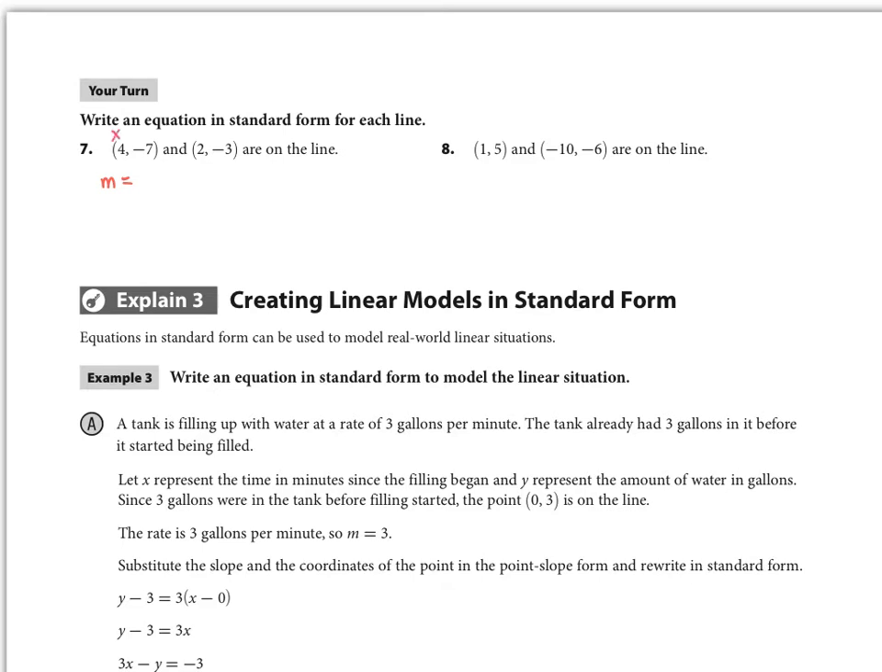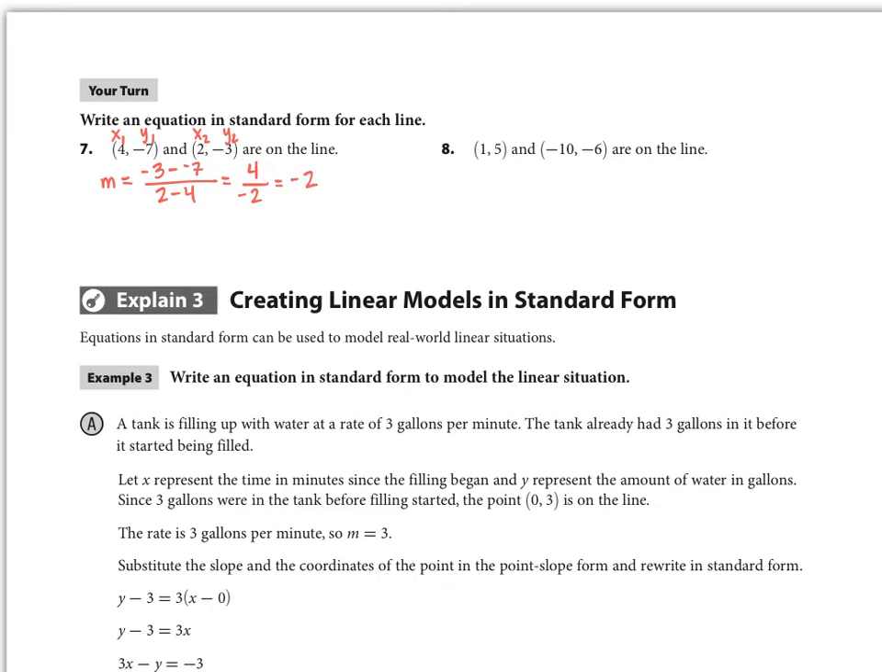So I'm going to call this x1 and y1, and then the second point x2 and y2. And I'm going to do my slope formula, which is subtract the y's on top. So I do y2 minus y1, and then subtract the x's, I got 2 minus 4. Okay, and so negative 3 minus negative 7 is going to give us a positive 4. And then 2 minus 4 is going to give us a negative 2. And so our slope is negative 2.